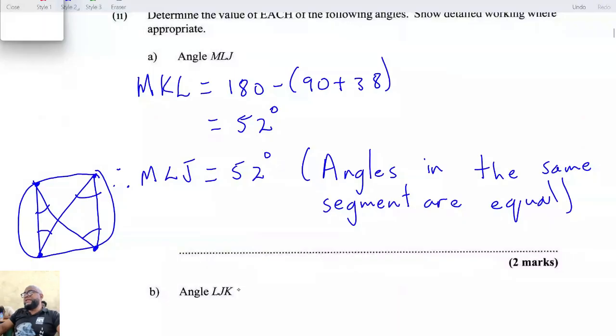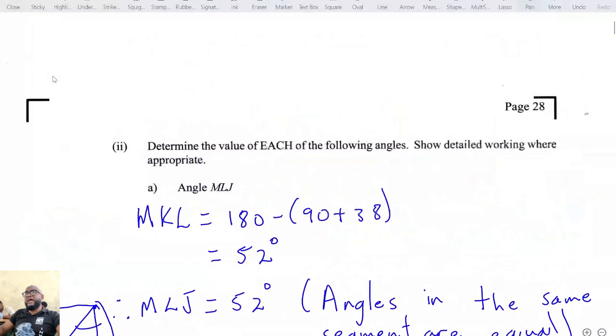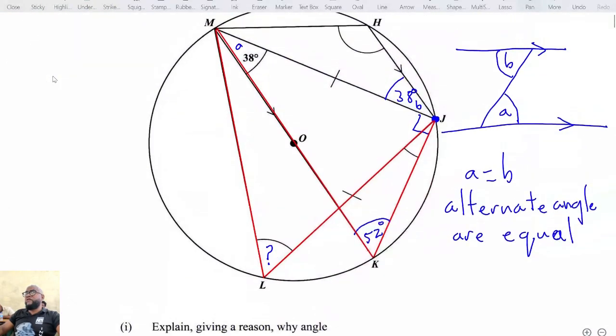So we're going to locate angle LJK. Cool? Let's go up. Angle LJK, right? So follow it. Angle L to J to K. They want this bad boy up here. They actually have it here. So let me see how we find this.